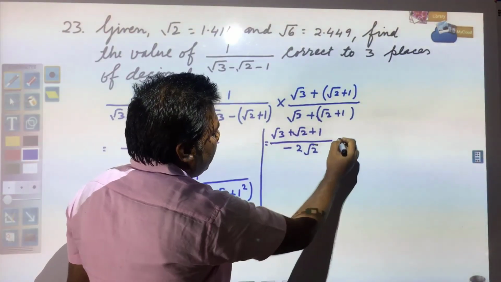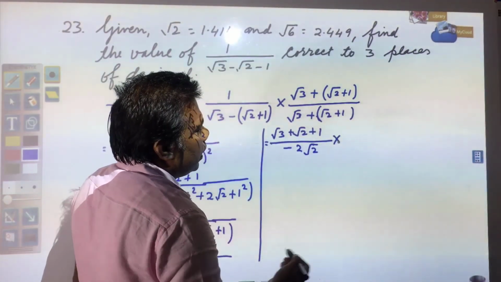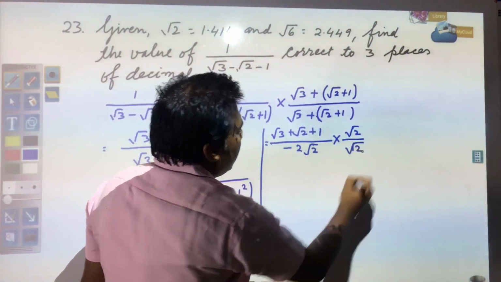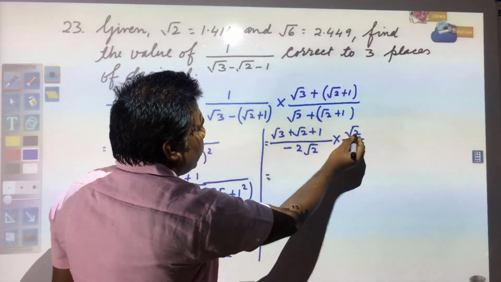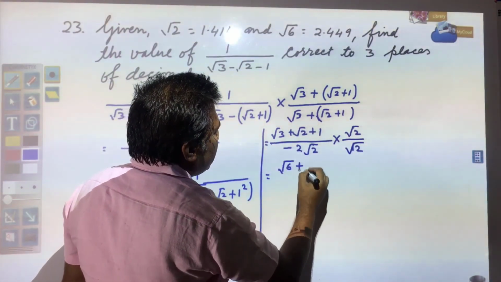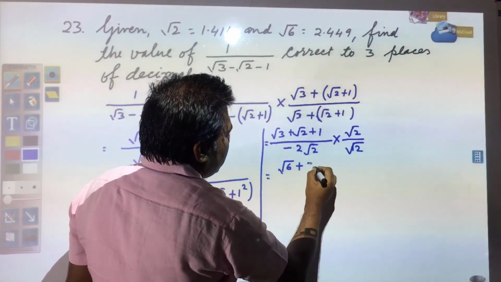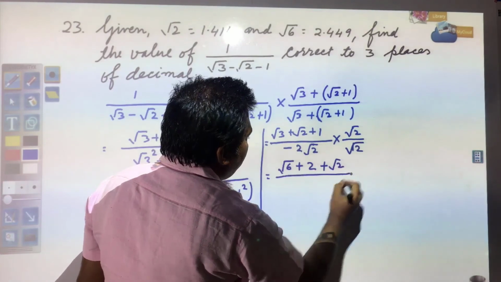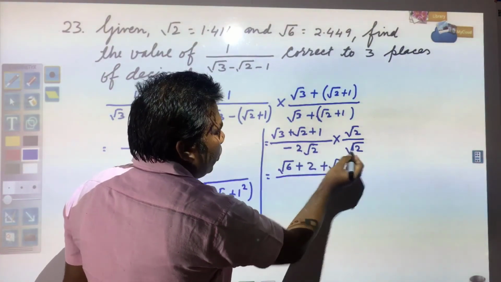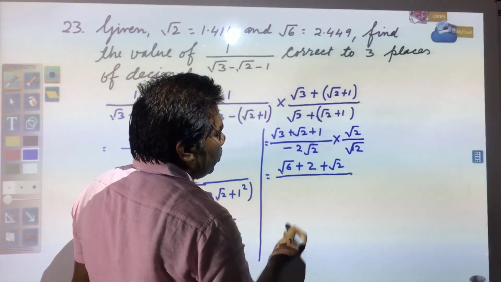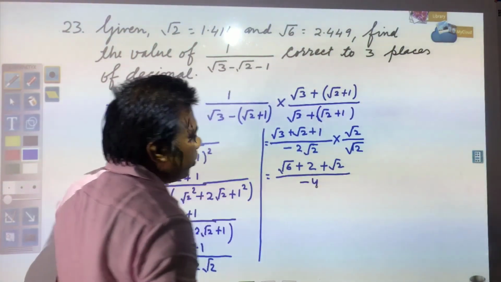Root 2 is an irrational number, it is required to be rationalized. So, it needs to be multiplied with root 2. Here you see root 2 into root 3 will be root 6, plus root 2 into root 2 is equal to 2, and plus root 2 divided by root 2 into root 2 is equal to 2, and minus into minus 2, it will be minus 4.